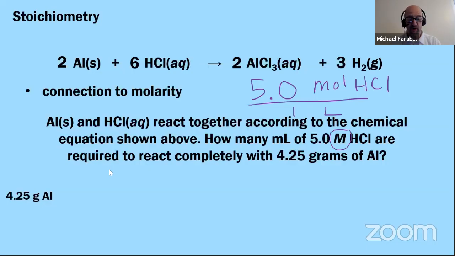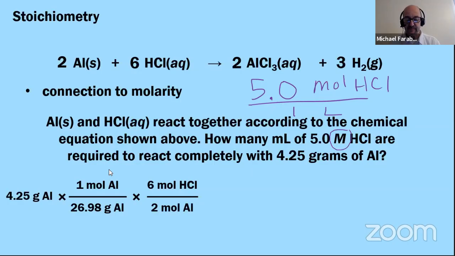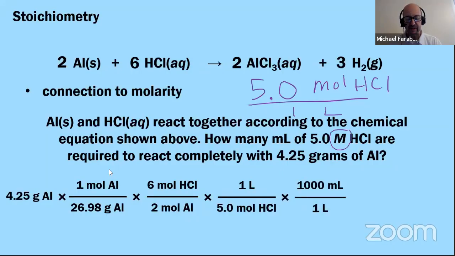Let's convert grams to moles using the periodic table. Let's convert from moles of aluminum to moles of hydrochloric acid using the coefficients. And now we're not going to convert to grams like we did before. We're going to convert to volume. So I'm going to use that conversion factor, but it's going to be upside down: 5 moles of HCl on the bottom and 1 liter on top. If I stop right now and did the math, my answer would come out in units of liters. So I'm going to add milliliters, and you should know that there are 1,000 milliliters in 1 liter.